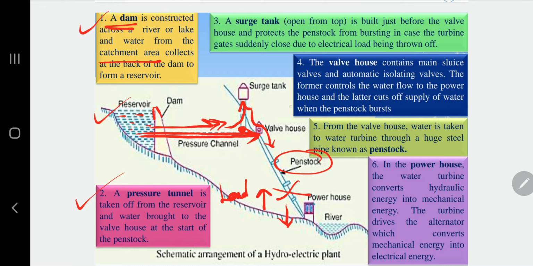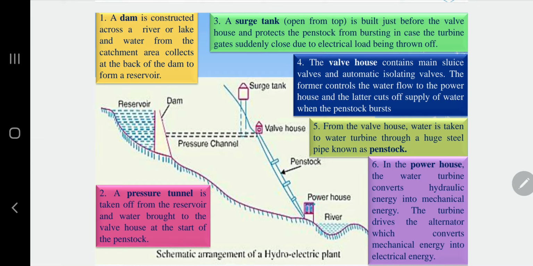So this is a simple working of a surge tank. It is just a big opening provided inside the tunnel itself, so that the water can be stored whenever the load is low. So that is what is meant by a surge tank. Now, fourth comes a valve house.